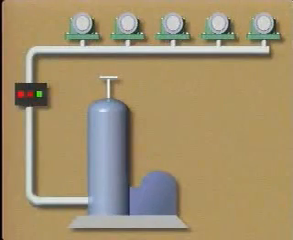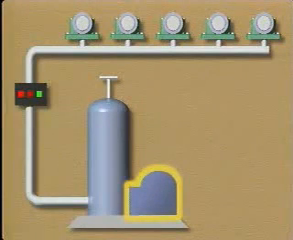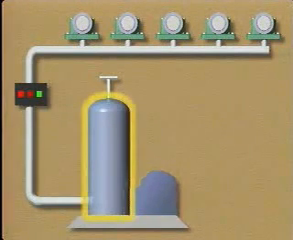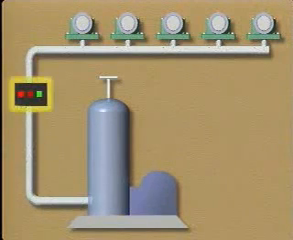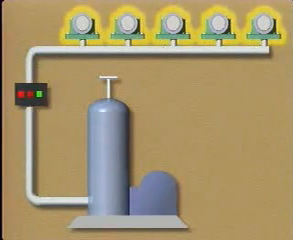This illustration shows a typical centralized lubrication system. A motor-driven pump forces lubricant from a reservoir through lines in the system. A metering device on the lines measures out the correct amount of lubricant to inject for each bearing.